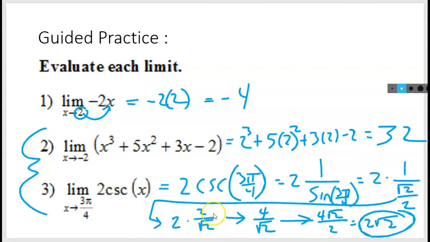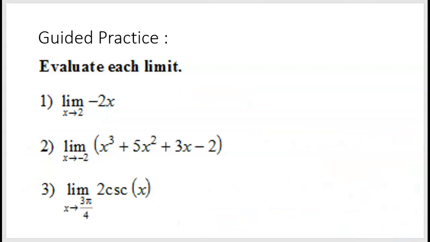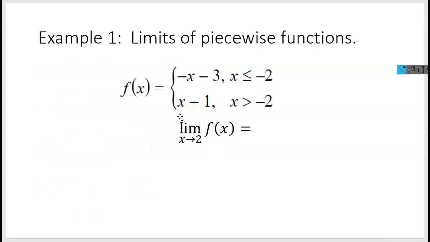If you rationalize it by multiplying the top and bottom by the square root of 2, and I reduced, the final answer is 2 square root of 2 for that one. That's just Mr. Bailey being me. But you've got to do those trig functions. Don't give up on them. Okay, let's go ahead and take a look at another example.